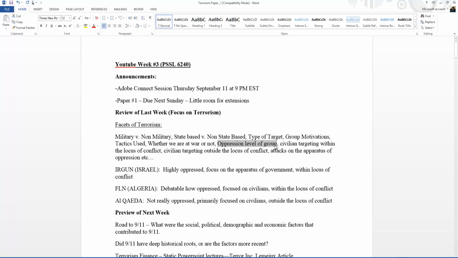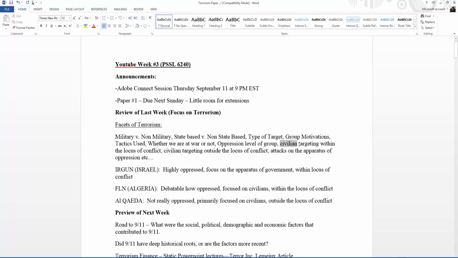Oppression level of the group. There's a reason why we celebrate Nelson Mandela, even though he was responsible for and planned attacks that could be considered terrorism. We could say, hey, that's acceptable because the apartheid regime was so brutal that the group could be more considered freedom fighters. Again, obviously, eye of the beholder there, but in your papers, you'll have to discuss that in detail.